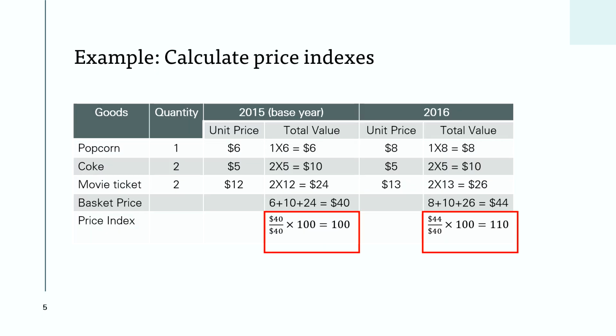Using our previous example, let's see 2015 as our base year. For 2015, the index is naturally 100. For 2016, we take the new basket price of $44 and divide by the base price of $40 and then multiply by 100 to get an index of 110. Now we can clearly see a 10-point jump in the index.